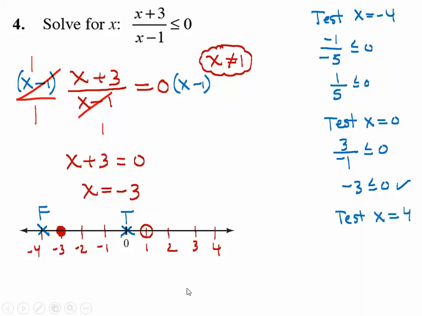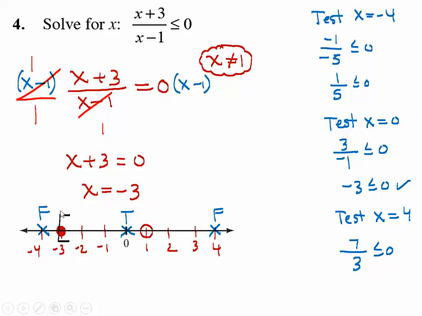And we're going to test x equals 4, go all the way out here, and that's okay too. 7 over 3, and is that greater than or equal to 0? That's false. Alright, as we look at this here, looks like the true side is over here.